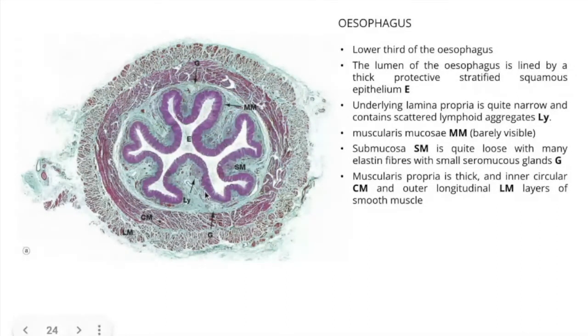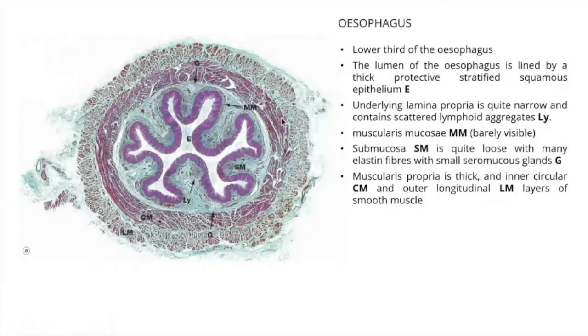And also MM is muscularis mucosae, presence neighboring to stratified squamous epithelium. Okay, and the muscularis propria is thick, with the inner circular layer, and also the outer longitudinal layer. So that is the lining.